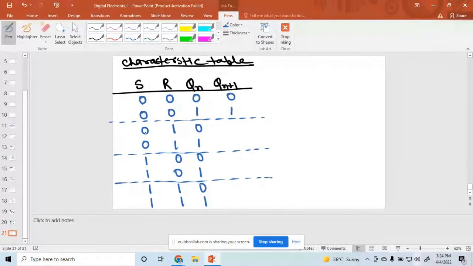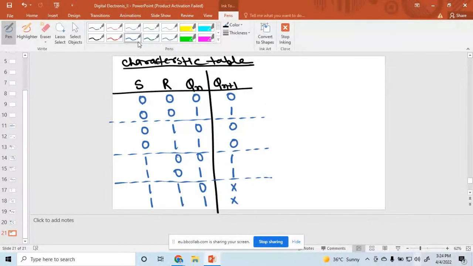So what is the value? When S R is 0 1, that is called 0, 0. When 1 0, this value is 1, 1. And when 1 1, that condition is called invalid state. So I'm writing here don't care. Here I'm writing don't care.